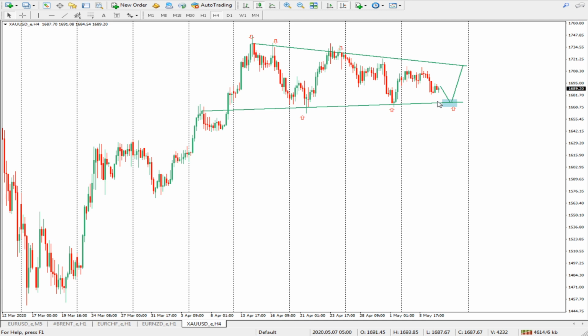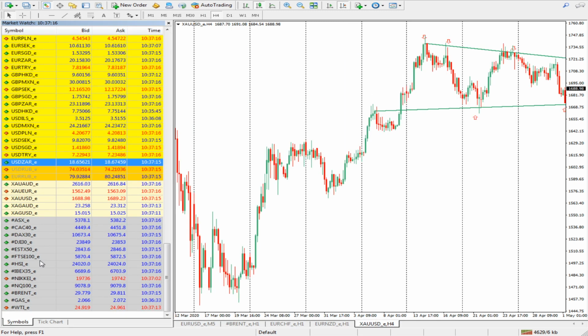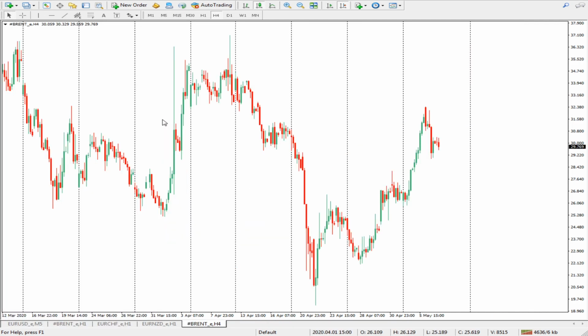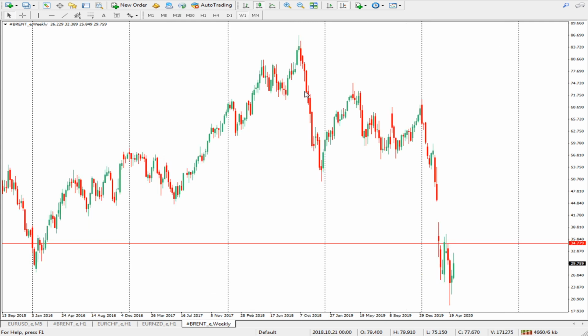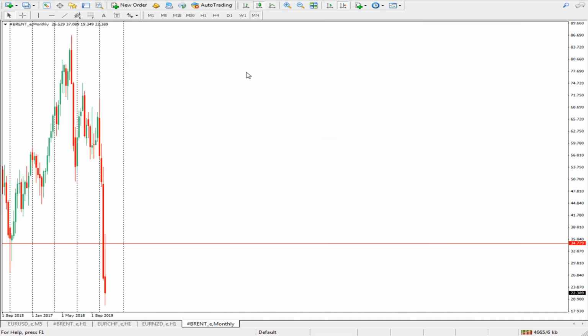So let's move to Brent oil. Brent oil, so far we expected a move up to this level. We expected price to proceed up to this level. That is yet to happen. So as it is now, the trend is basically downwards. Expect a continuation to the lower side, and if you check the monthly chart, this should be the ideal place to look for a sell from.